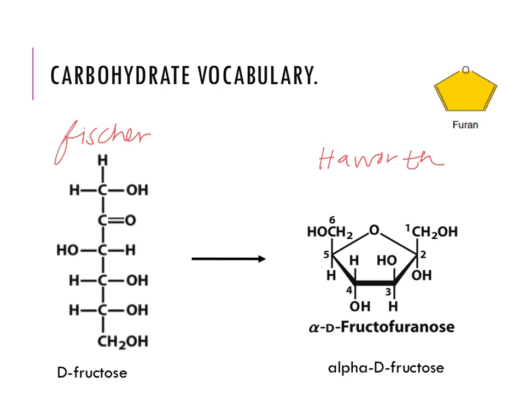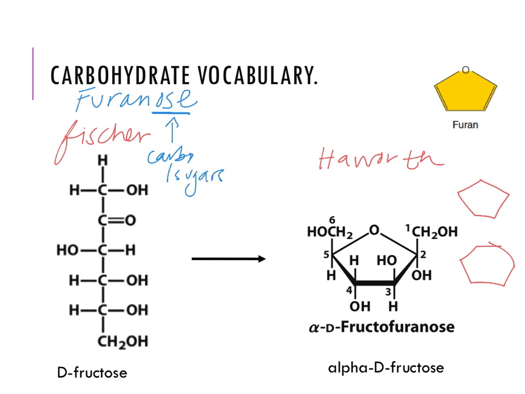They're never going to be the chair or boat formats. They're going to be in these very specific structures that look like this, or like this. So those are cyclic structures. And these ones in particular are called furanoses. This suffix, O-S-E, means it's a carbohydrate. Carbohydrates are also called sugars. And furanose means that it will make a five-membered ring.